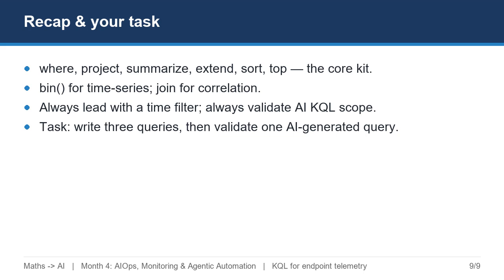Your task: write 3 queries in your workspace. A top 10 devices by error summary, an hourly time series rendered as a timechart, and a join correlating non-compliant devices with recent alerts. Then take any AI-generated KQL and write 2 sentences on how you validated its time window and scope. See you in Lesson 4, where we meet the copilots.